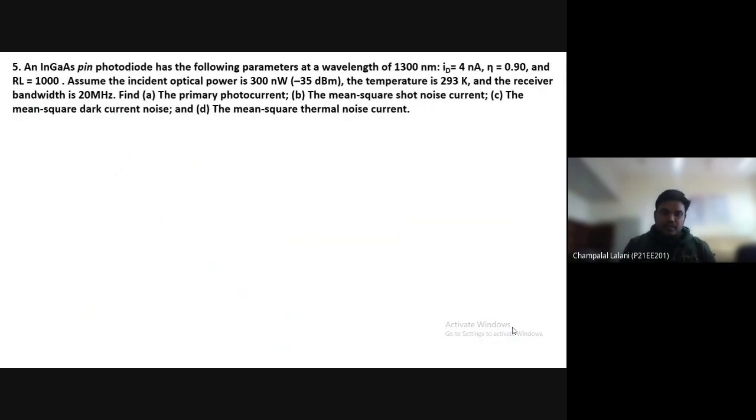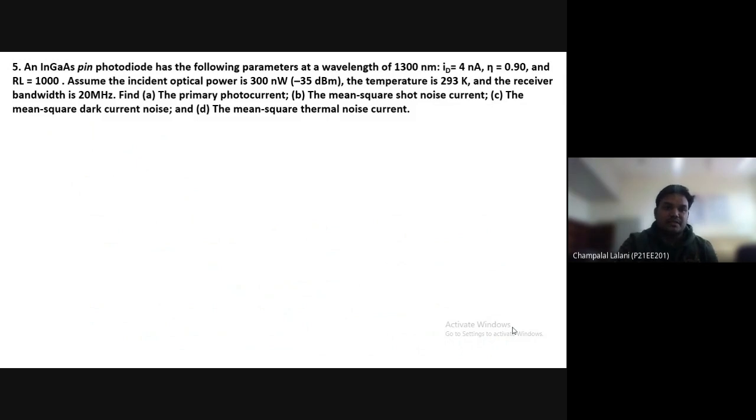Now let's move to the next question. As you know, a pin photodiode produces any number of noises like shot noise, thermal noise, dark current noise. So there are many noises that are generated in a pin photodiode or an APD photodiode. In this question, we will be calculating the RMS values or mean square values of the different types of noises that are present in the pin photodiode.